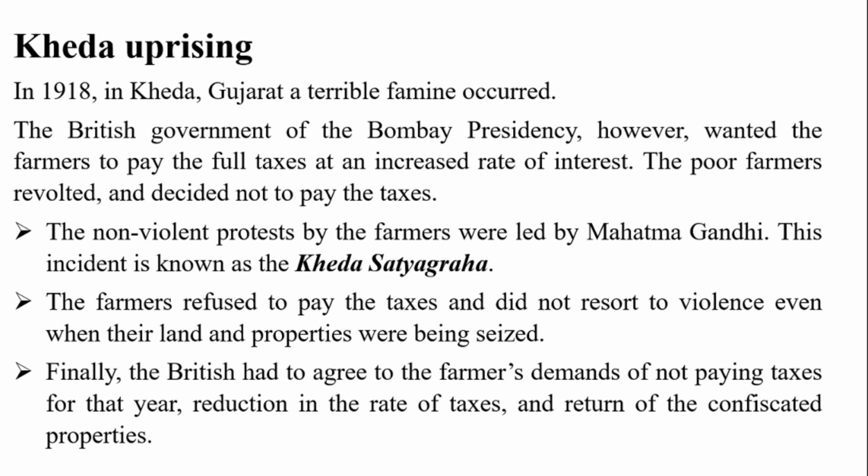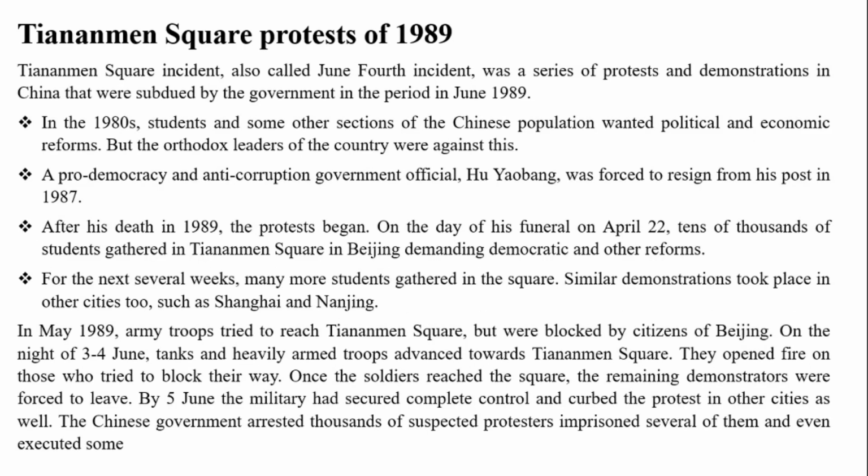So the British were forced to give back all the farmers' land and everything they had seized from the farmers. They also granted the farmers' demands of not paying taxes for that year and reducing the rate of interest, after the strike done by the farmers in Kheda. And next is about Tiananmen Square as a protest in 1989.